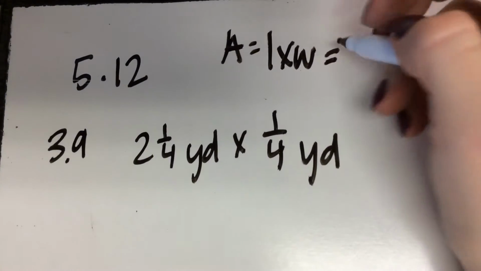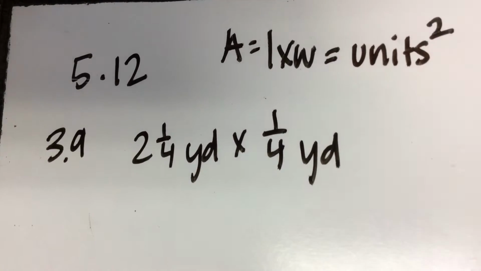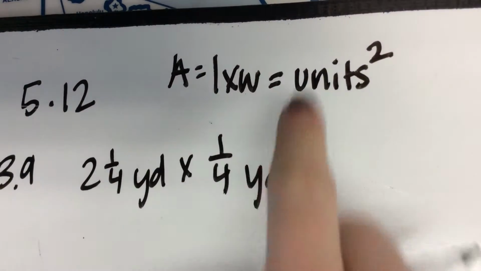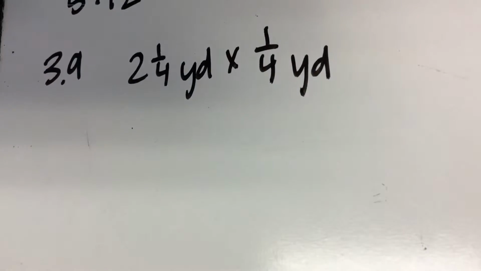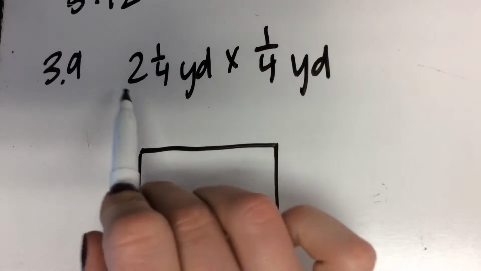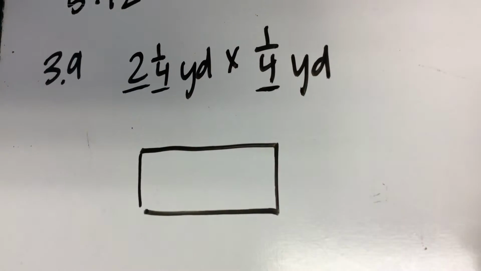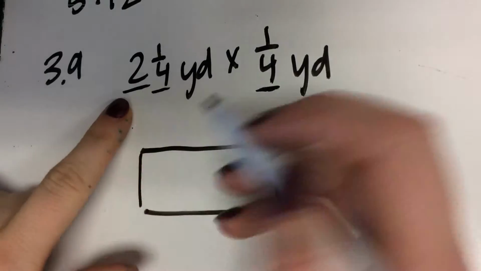And since we're multiplying two dimensions, it's going to give us an answer with some sort of unit squared, to the second power, because we're multiplying two dimensions. So down here, it wants us to show our work with an area model. So let's go ahead and draw our rectangle. And we're going to break it into 2 1/4. And then over here, it's just a fourth, so we don't have to break that up. We only have to decompose this first one.